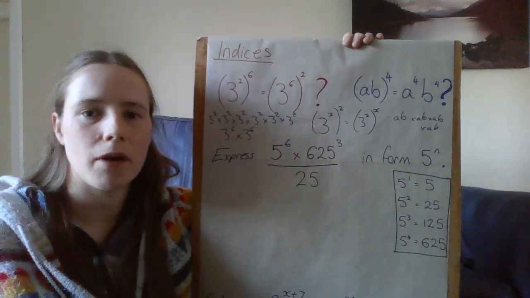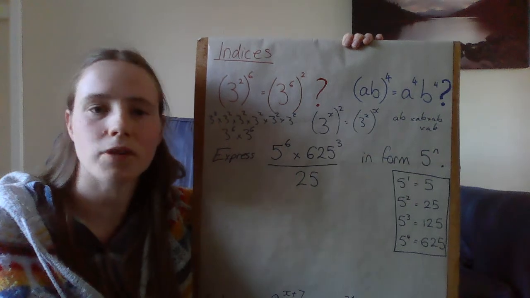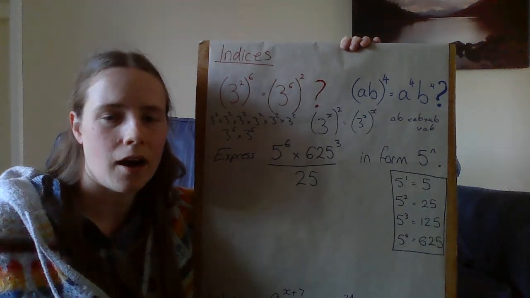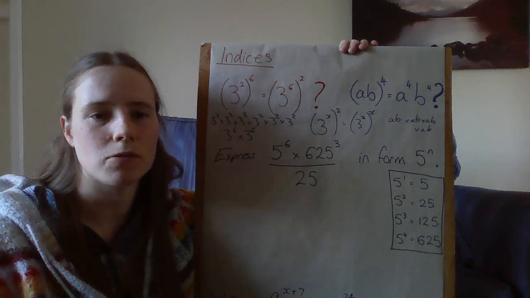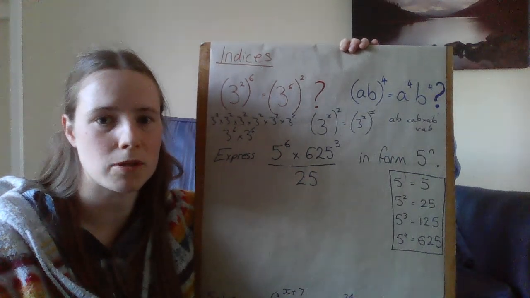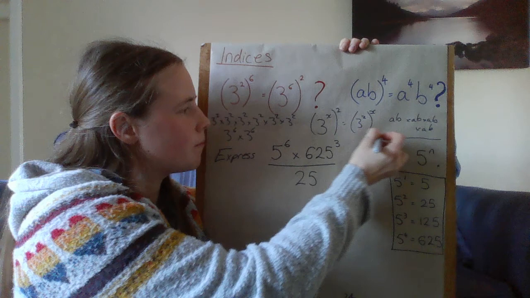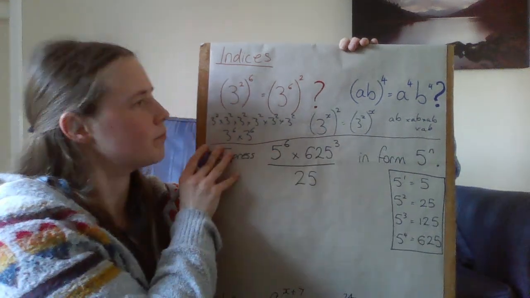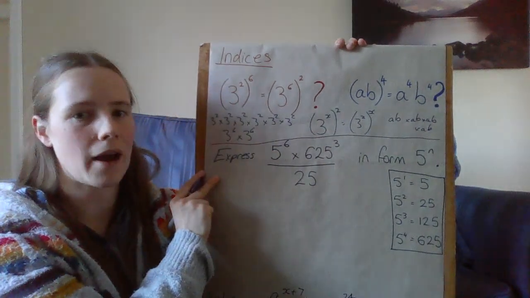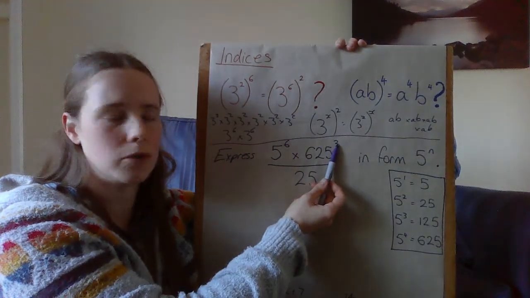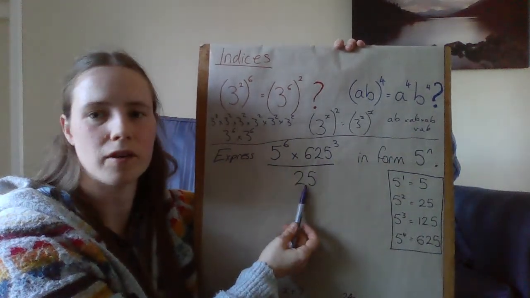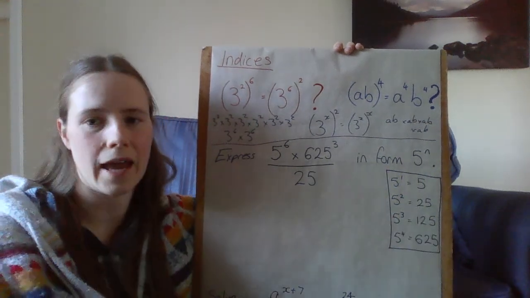Now I'm going to go through a couple of question types that often come up at A level, and we can start to see how we can really use index laws to help us with some more tricky problem solving questions. So the first one I'm going to do is I'm going to express 5 to the 6 times 625 cubed, all divided by 25, in the form 5 to the n.